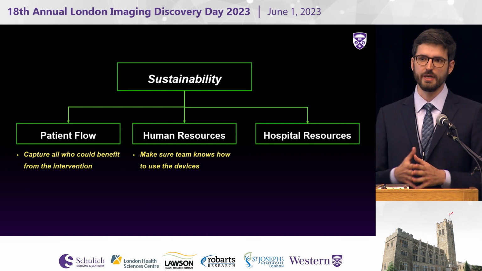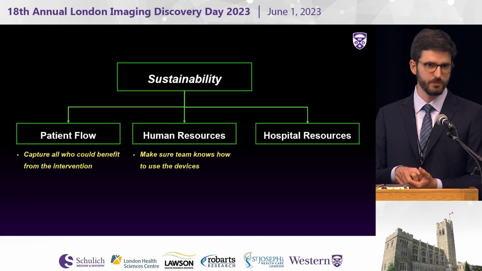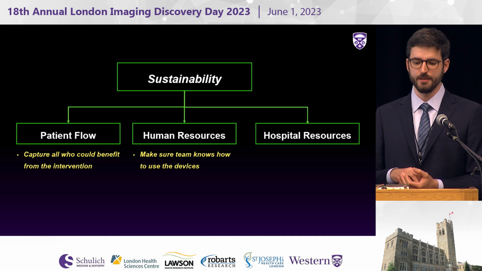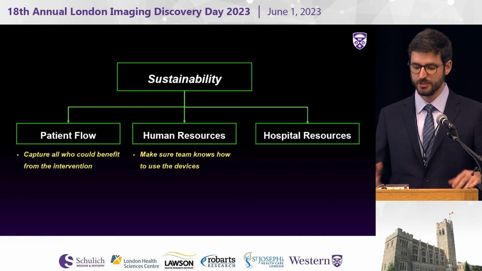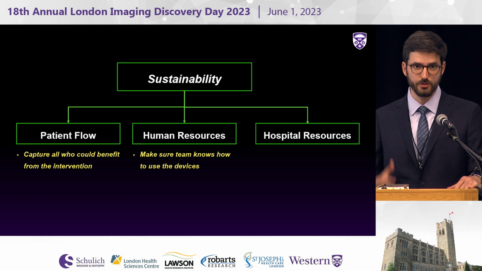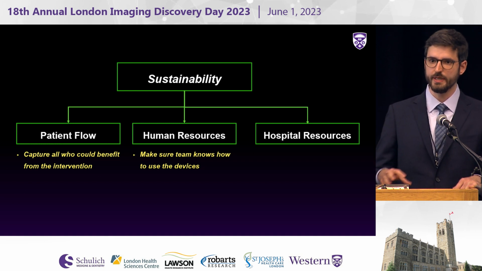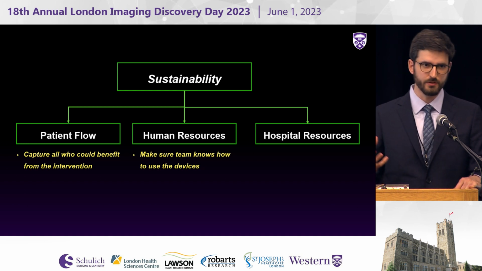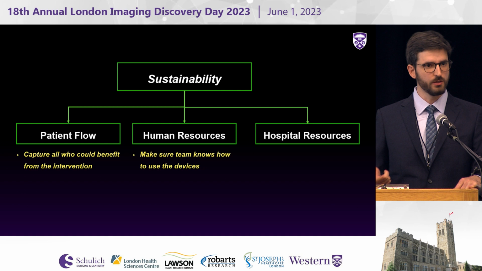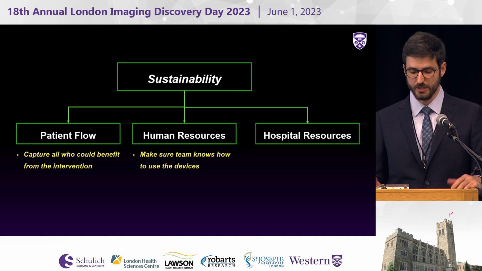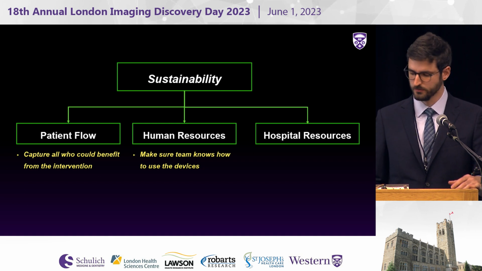Patient flow means you're capturing all the patients who might benefit from this technology, and just to create this continuous patient flow so you can perform the procedures and help the patients that you think will be able to be helped. And human resources means, well, getting the team ready to do a procedure that we've never done. This includes IRs, this includes nurses, this includes MRTs, because again, we've never seen this done before.